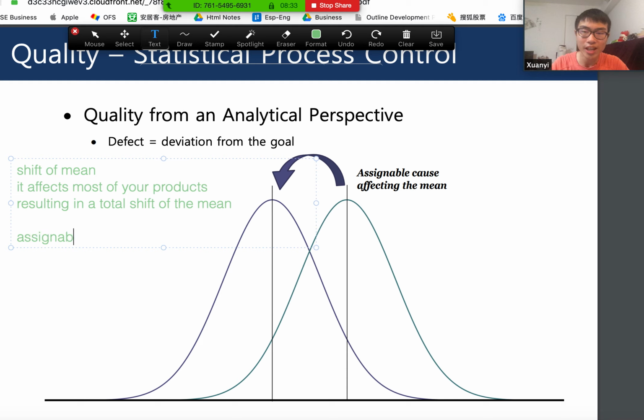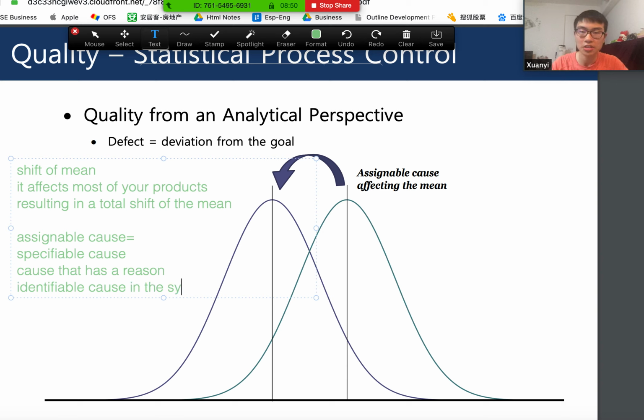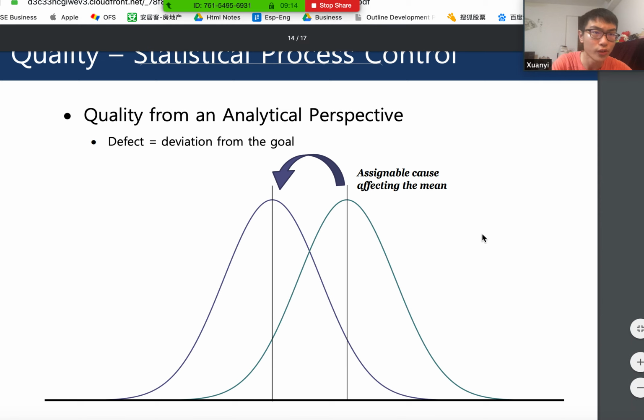So there should be an assignable cause, which we can also define as a specifiable cause, or a reasonable cause that has a reason. A specifiable cause is an identifiable cause in the system. So basically, it's a certain cause that is not random. It's a root cause, a plausible cause that is affecting this system. It's possible to be fixed, rather than something random where you cannot trace a reason. That is different. So it's an assignable cause that we're seeing there. I just want to tell you guys, this curve actually can shift.